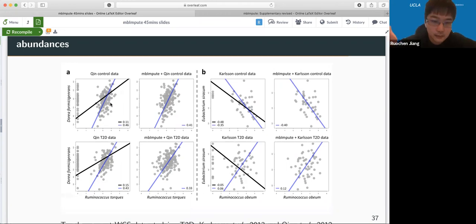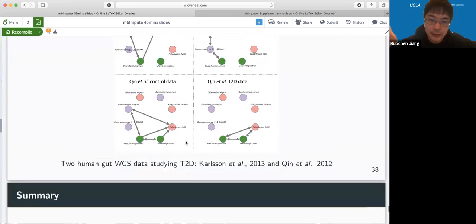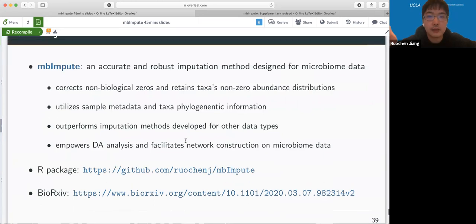Yes, right. So basically here the result shows that after imputation, the correlation between different taxa that we can get more resembles the correlation between taxa using just the non-zero entries. Okay, and maybe I can skip this one and go to the summary.